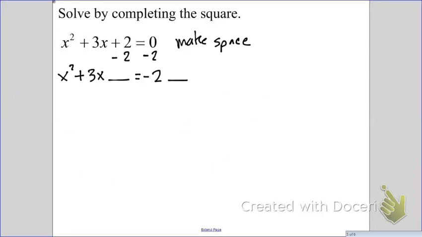Now it's time to figure out what the right b is. So we take our positive 3, we divide it by 2, and that is just the same thing. So we do have to square it, and we get 9/4. This is the perfect number I want to add in. I know a fraction doesn't seem like it's perfect, but it is. It's perfect for the 3.